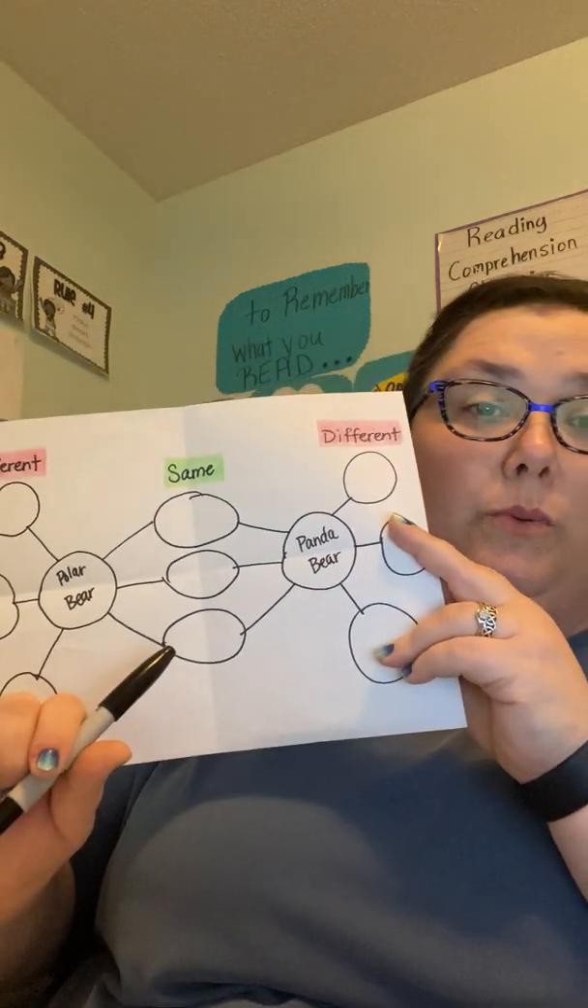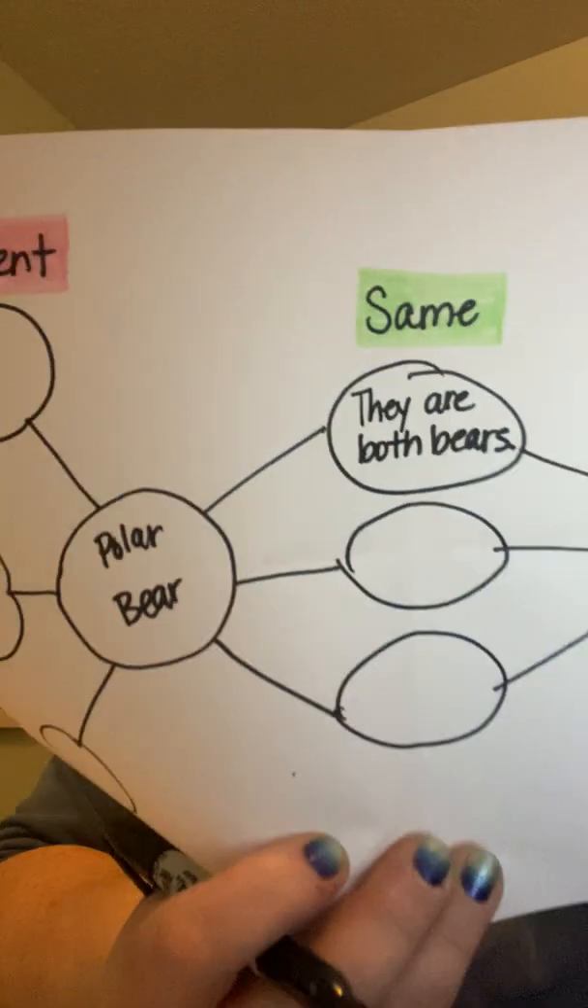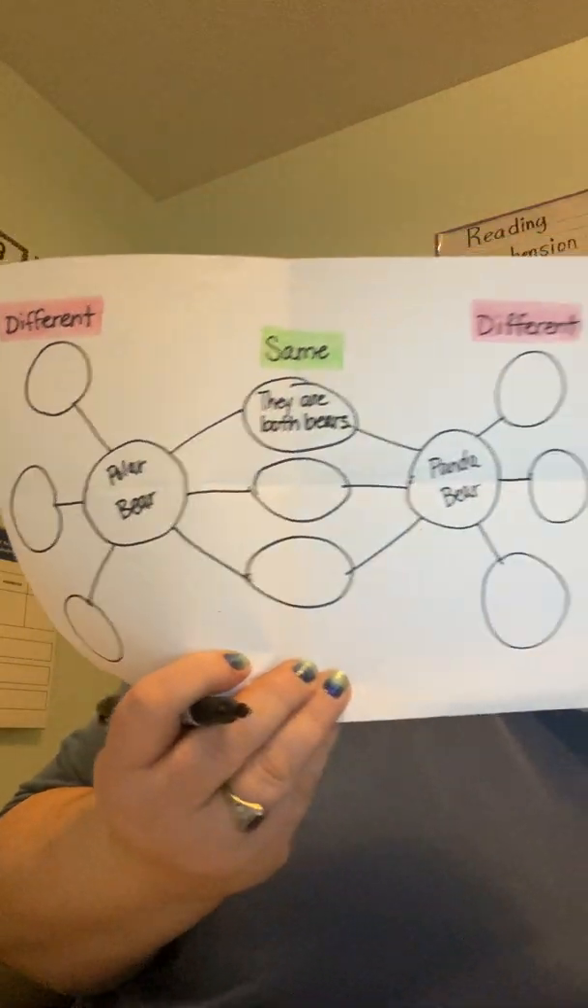Now you have to start thinking, well, how are they the same? I'll give you the first one. The first one is they're both bears, right? So you could write, they are both bears. As you can see, I have it written there. Now you have to come up with at least 2 more ways that they are the same. Think about the way they look. Think about things that they eat, things that they do, where they live. See if any of those things are similar or the same. And that's what you're going to write in the middle.